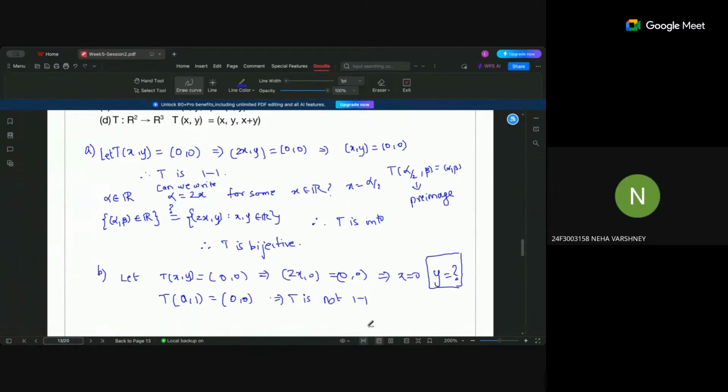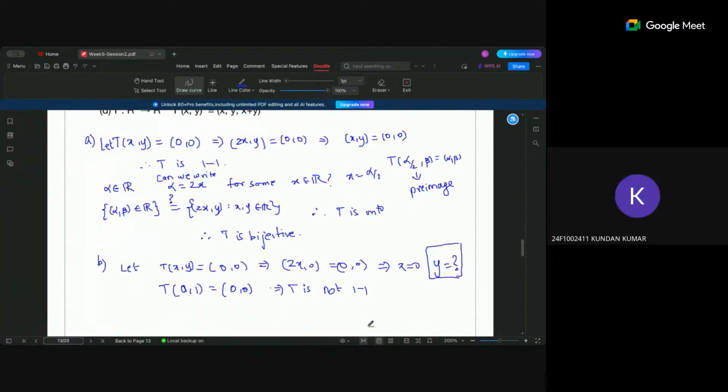Ma'am, please explain once again. Okay. Since it is two images, then it is not even a function. No, no. See, for a function, one element should not have two images. Two elements can have the same image. Here you are having two different elements having the same image, that is acceptable for a function, right?